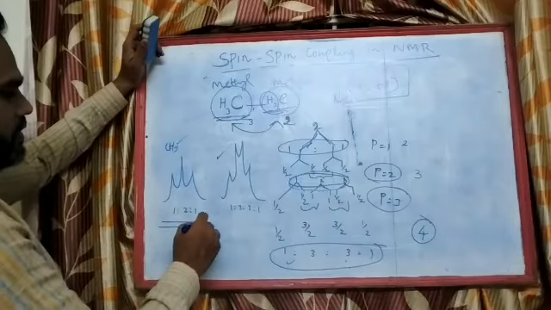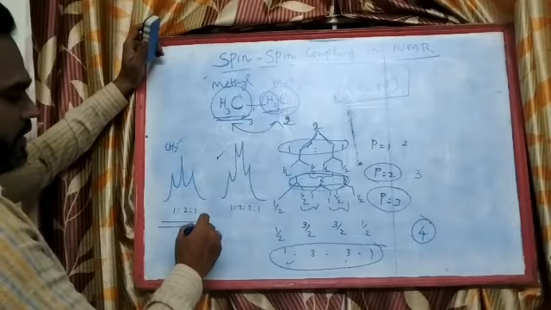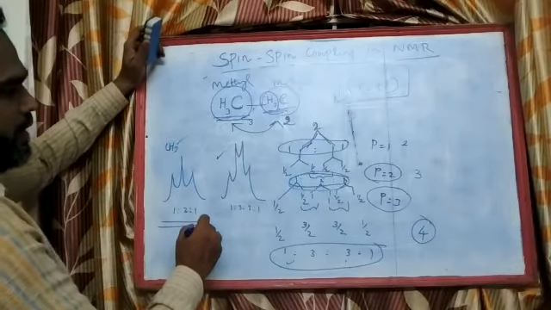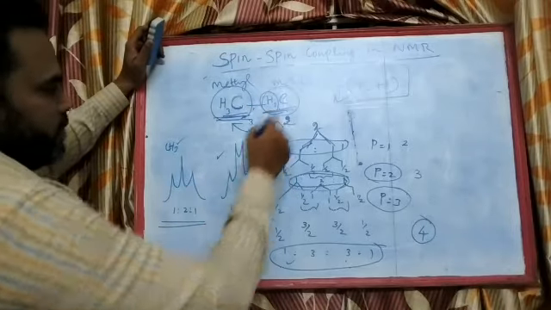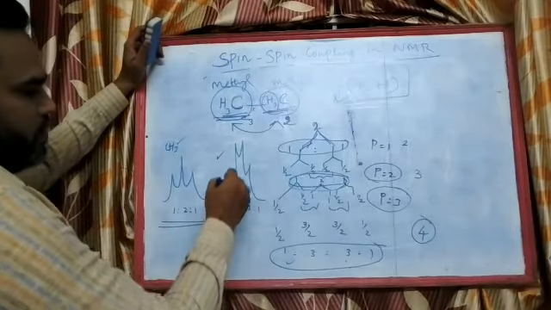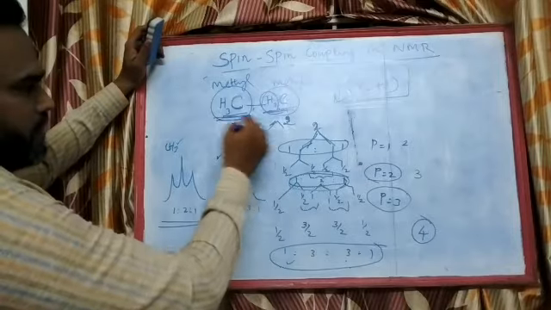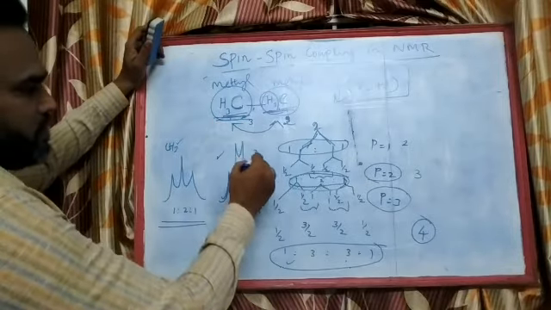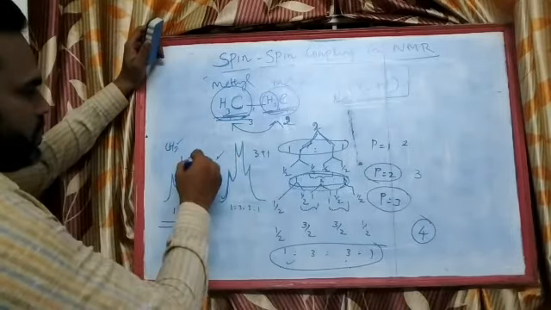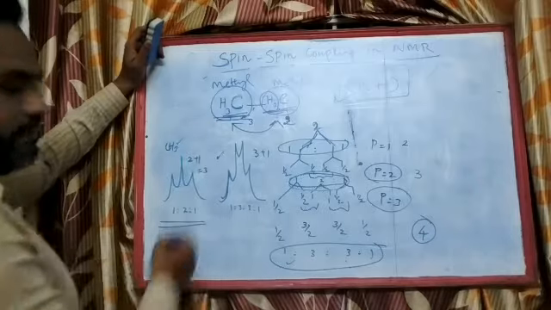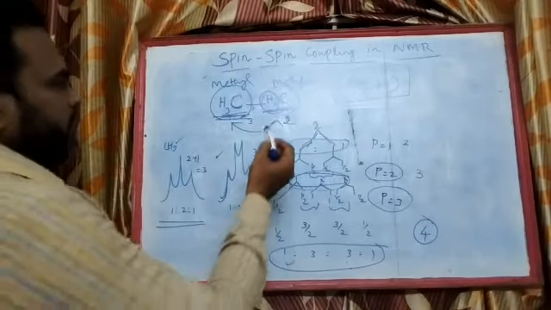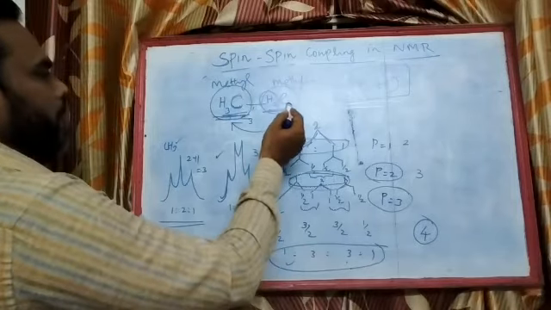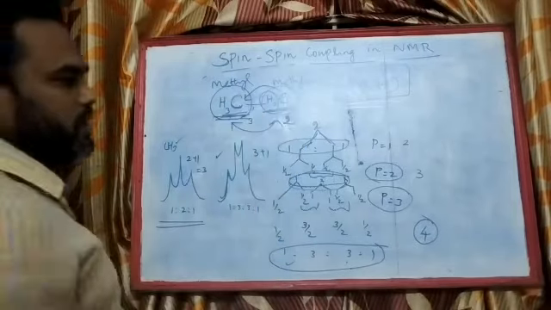Intensity of 3 lines, 3 splittings, and the methylene will split into 4 because the number of neighboring protons is 3. So 3 plus 1, 4 here. 2 plus 1 equal to 3. Okay. So now let us see the influence of methylene over methyl proton.